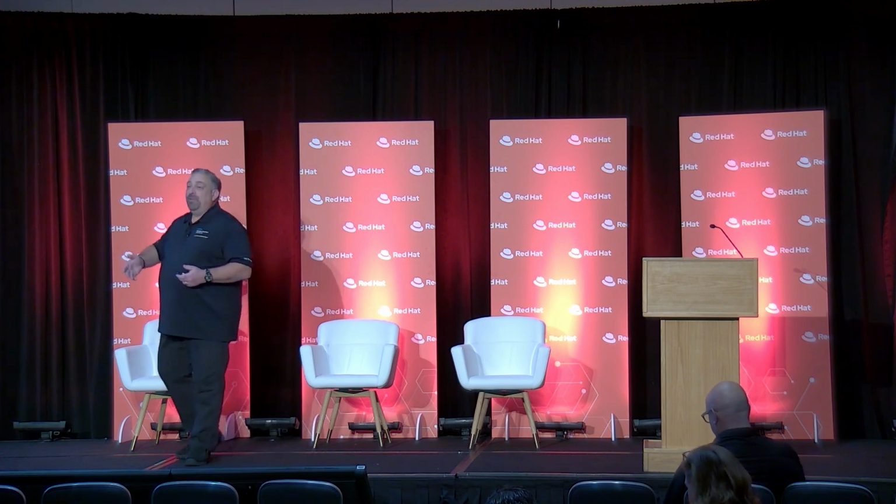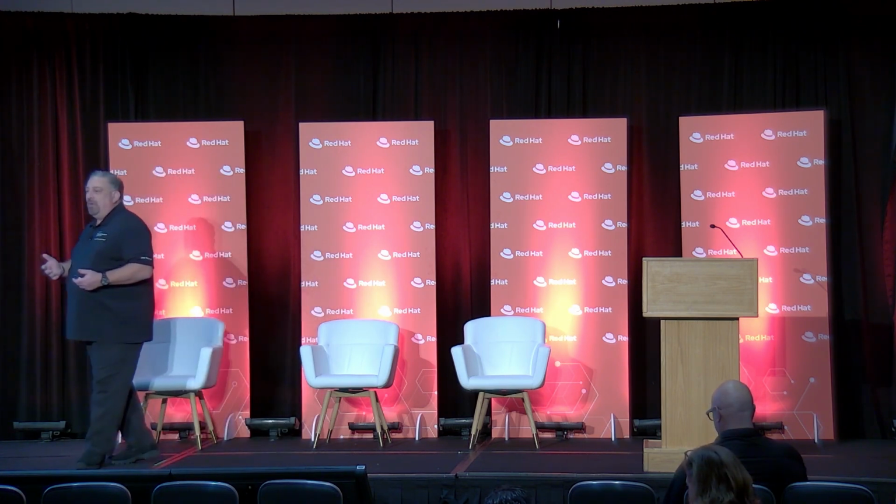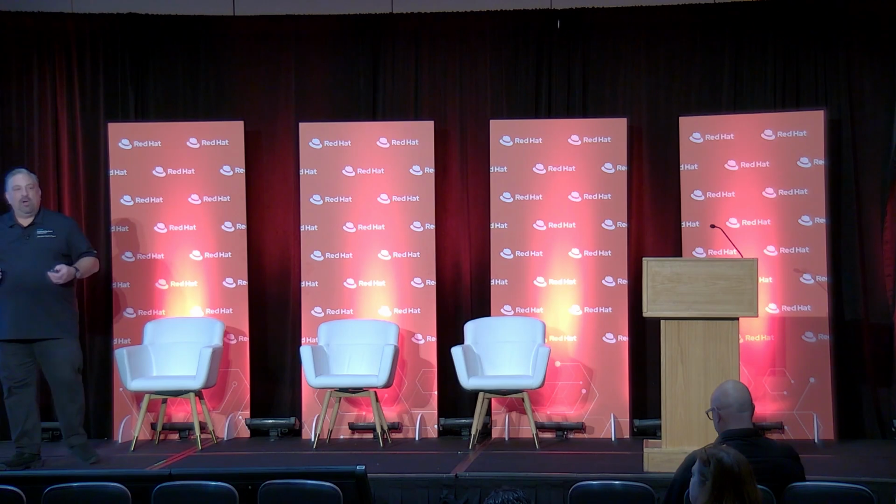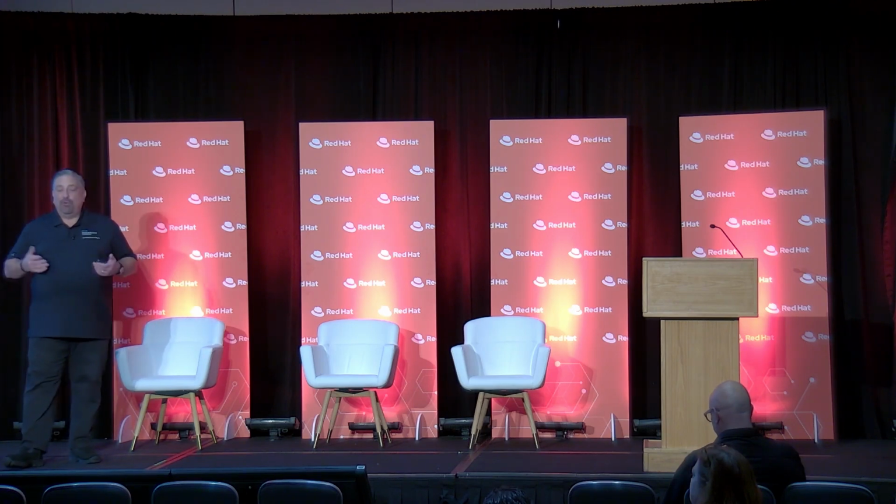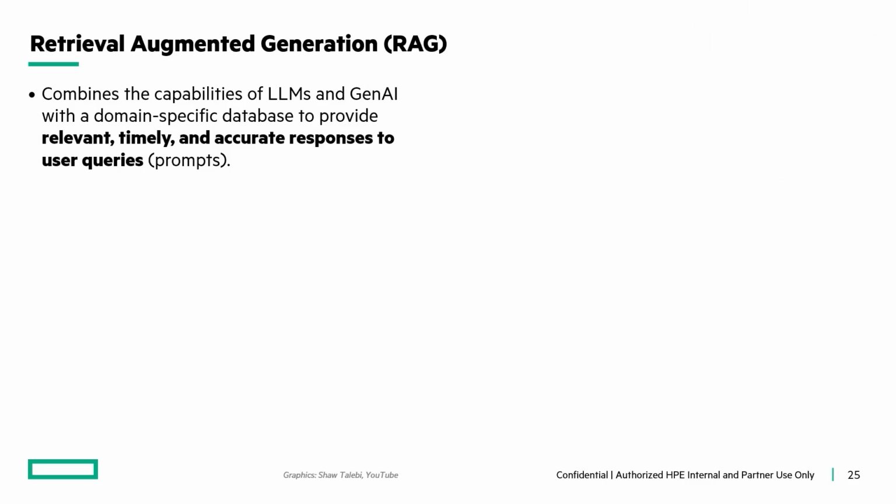The solution I submit to you is something called Retrieval Augmented Generation, or RAG. What is RAG? It combines the LLM capabilities that we've talked about with some of the Gen AI capabilities that we've talked about to give relevant, timely, accurate answers to the questions that you pose to it. Now, how does it do that?